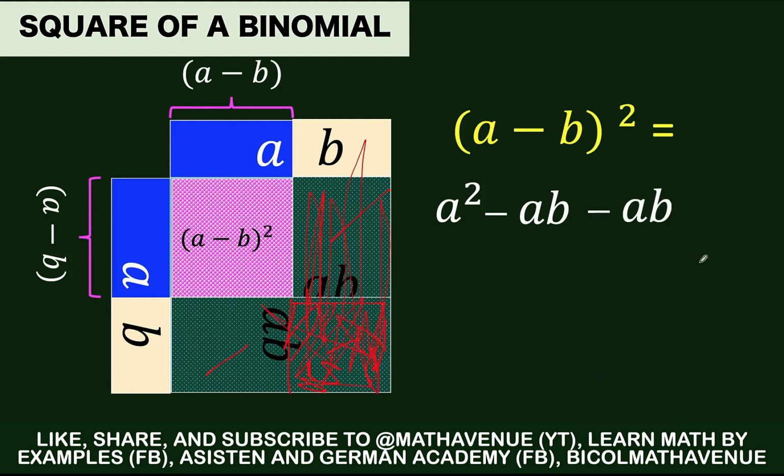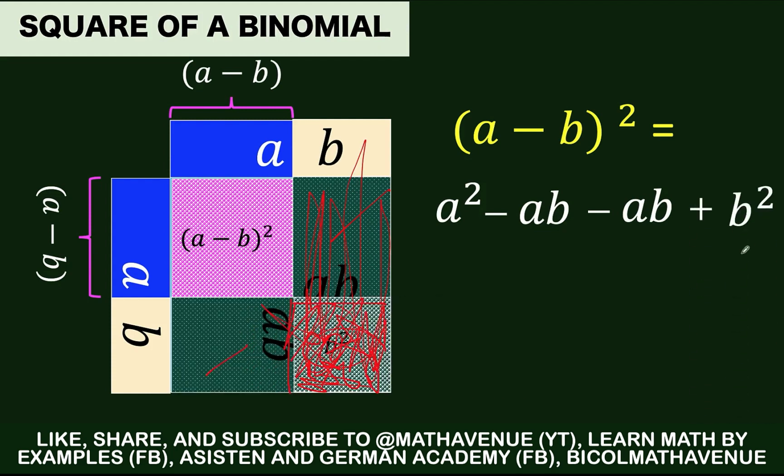That's why if we subtract minus AB here, we have to return this overlap. And what is this overlap? This is B times B, which is B squared. We need to return that. That's why we have plus B squared. And by doing so, what's left would only be the square of A minus B. We already remove these outside areas.